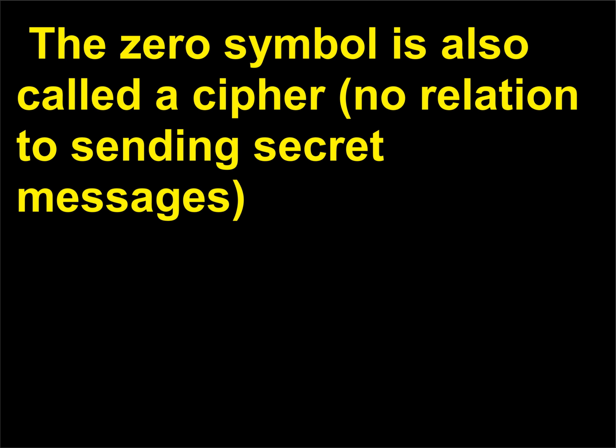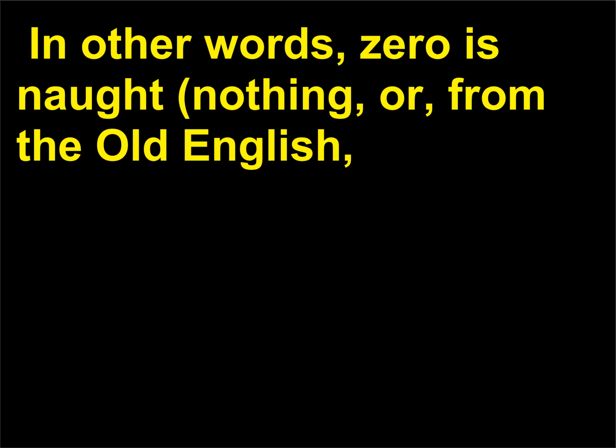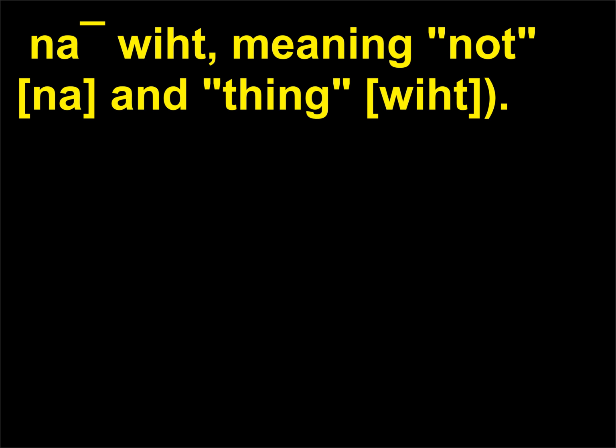The zero symbol is also called a cipher, no relation to sending secret messages, or the symbol for the absence of quantity, although be aware that cipher can also mean any Hindu-Arabic numeral. In other words, zero is not, nothing, or, from the Old English, na-wit, meaning not a thing, wit.